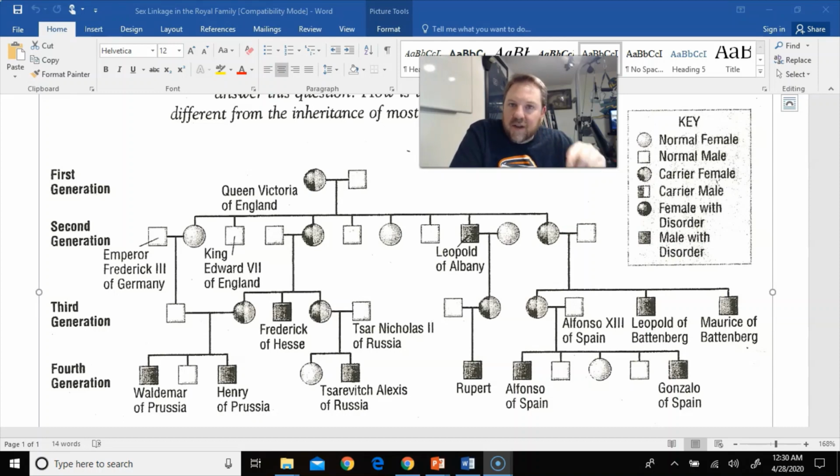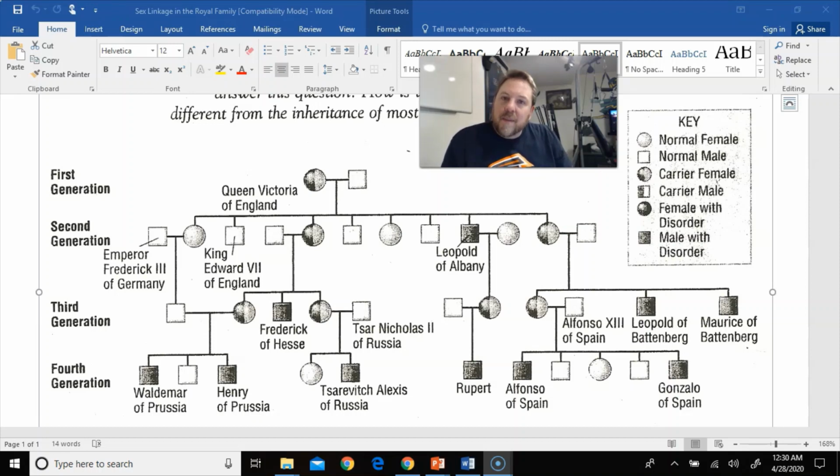Where is the gene located for hemophilia? Now let me tell you where my head was when I was in high school. I was confused and I thought, only guys get it. Hemophilia must be on the Y chromosome. And that's good thinking, right? But it's exactly wrong. Because guys get it more often, you can see on this pedigree here, that means it must be on the X chromosome, right?